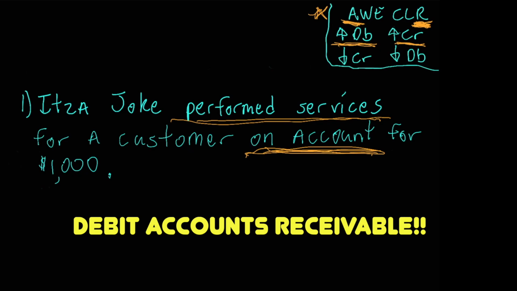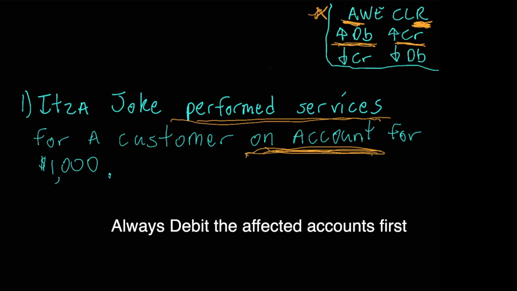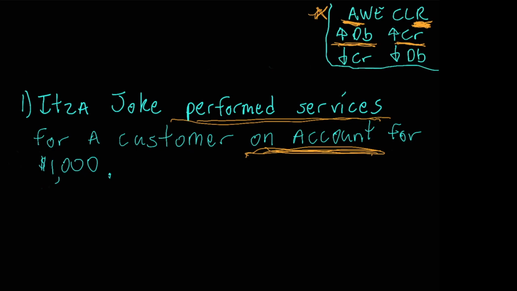Gang, you always debit first because we read from left to right, so you're going to record from left to right. So we're going to always put your debits first. So we're going to debit accounts receivable because accounts receivable is an asset and it has gone up for $1,000. And we are going to credit service revenue.